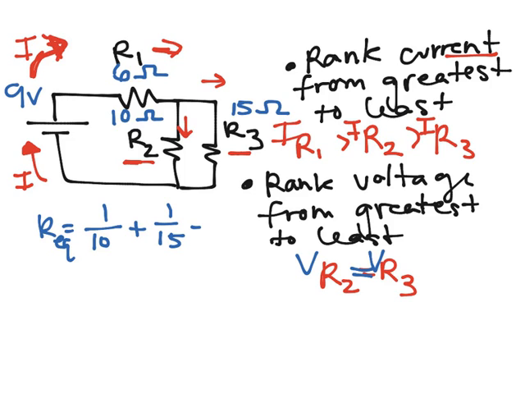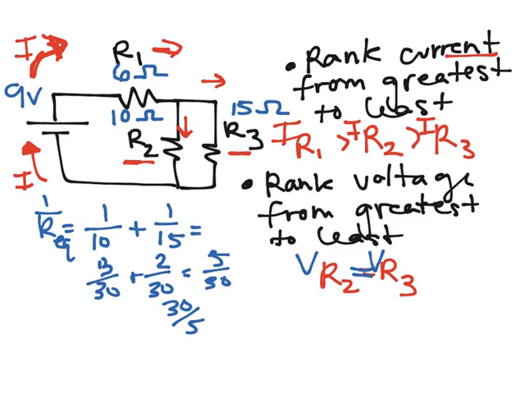For R equivalent, this parallel is going to be 1 over 10 plus 1 over 15, because we are adding them in parallel. That would be 3 over 30 plus 2 over 30, which gives us 5 over 30. Don't forget to flip it, get the reciprocal again, and we will get 6 ohms. So actually, they will be all equal.